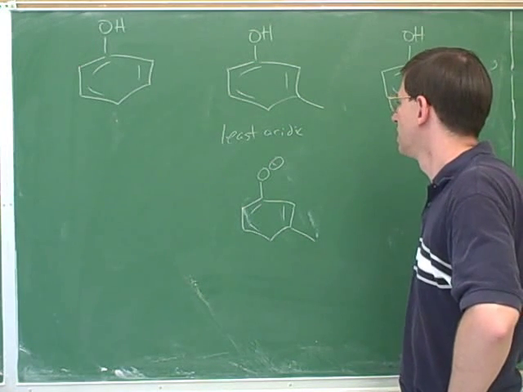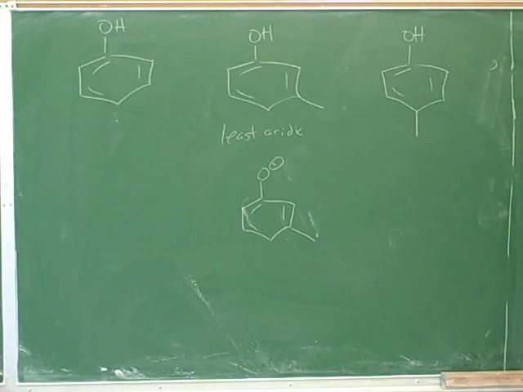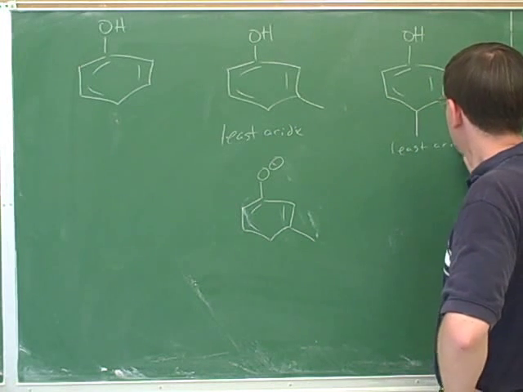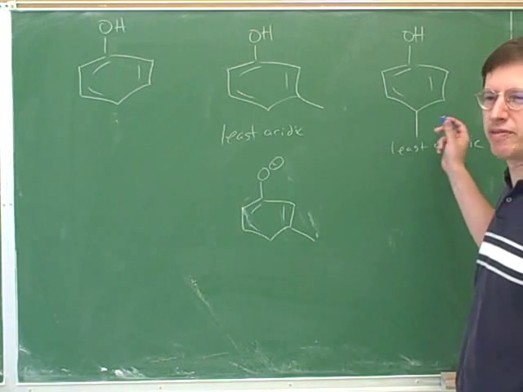I'm sorry, I was a little confused. The methyl in the P position would be the least acidic. Because this would put it right next to one of the negative charges, but do we want it to be next to the negative charge? No. This is the opposite of an electron withdrawer.